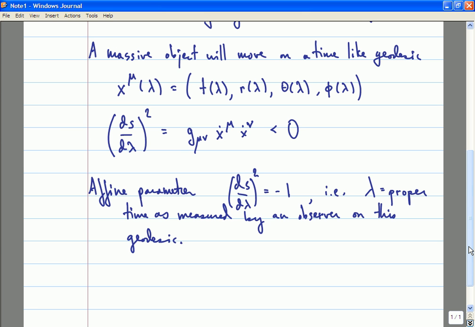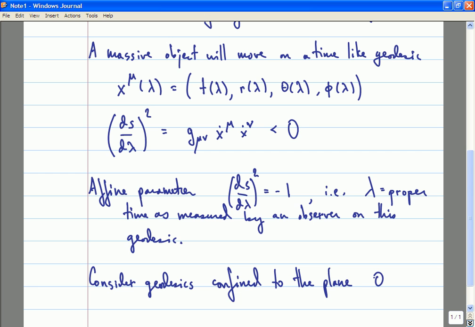So the first thing that I would like to consider is geodesics which are confined to the plane where theta is equal to 0. So that is the equatorial plane of the sphere.